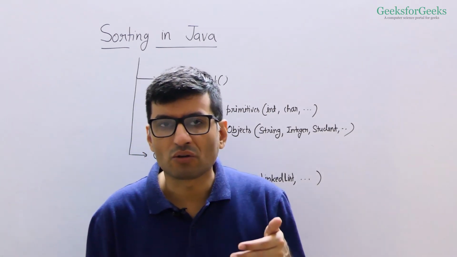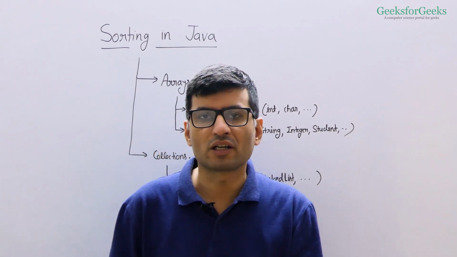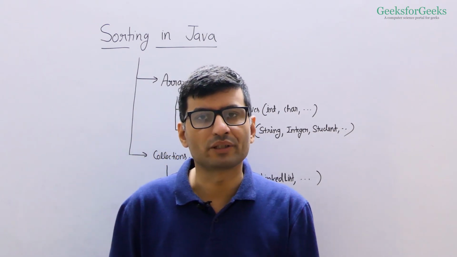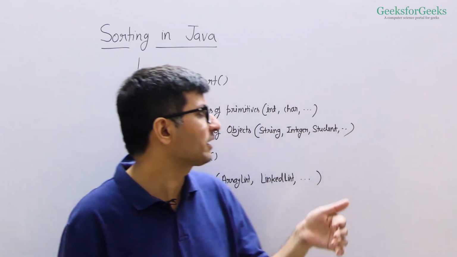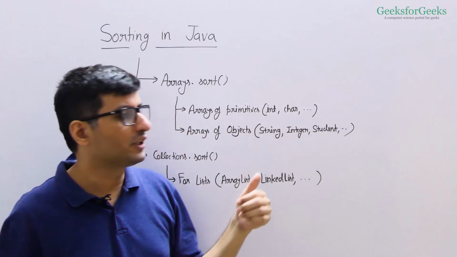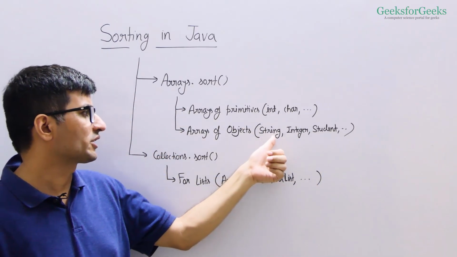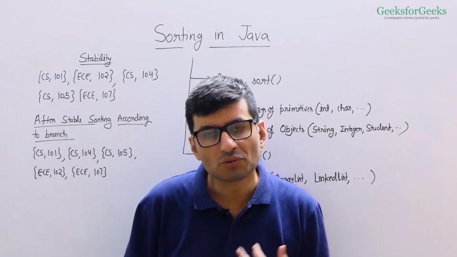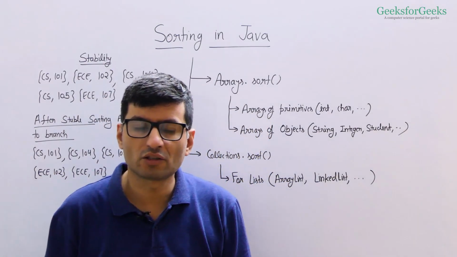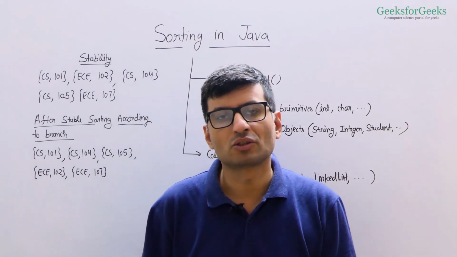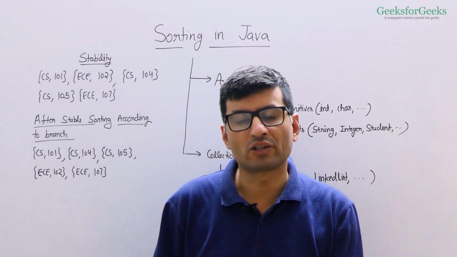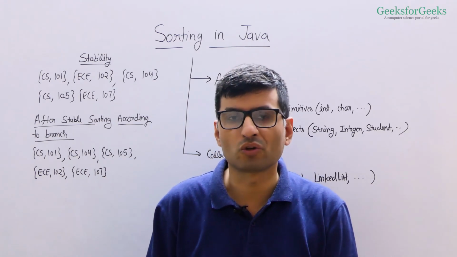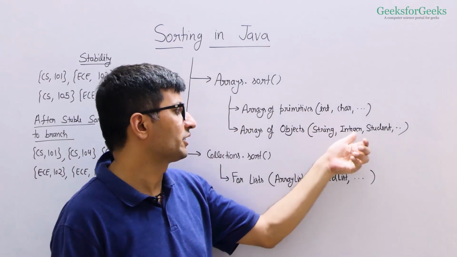Now when you talk about the sort function in the Arrays class, there are two types of arrays: arrays of primitives and arrays of non-primitives. Arrays of primitives are arrays of int, char, and the other arrays are arrays of objects like String, Integer, Student, where Student is your user defined class. Please note that collections are there only for non-primitives. So ArrayList and LinkedList cannot be made of int, char types. We can make an ArrayList or LinkedList only for non-primitive types like String, Integer, Student.